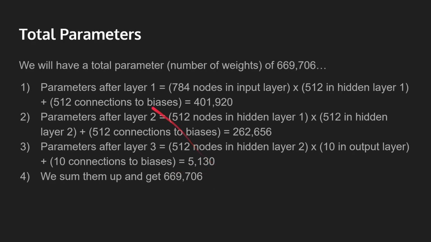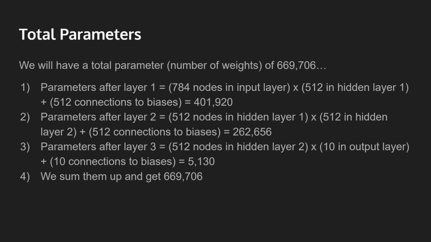So if our input image isn't 28 by 28, it's a lot bigger, right? If it's 224 by 224, for example, then this number will be very, very big. It'll be in the millions. So that's a drawback of using MLPs for image classification.